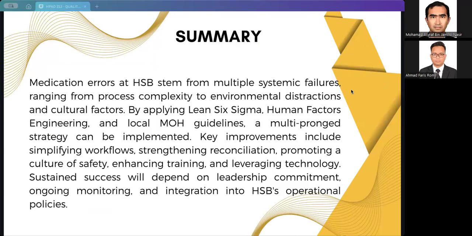In summary, medication errors at HSB stem from multiple systemic failures, ranging from process complexity to environmental distractions and cultural factors. By applying Lean Six Sigma, human factors engineering, and local MOH guidelines, a multi-pronged strategy can be implemented. Key improvements include simplifying workflows, strengthening reconciliation, promoting a culture of safety, enhancing training, and leveraging technology. The sustained success will depend on leadership commitment, ongoing monitoring, and integration into HSB operational policies. Together, by focusing on these areas, we can enhance patient safety and improve overall care.